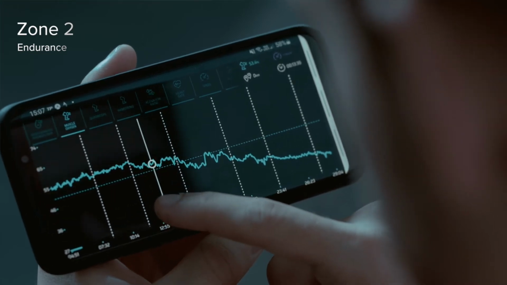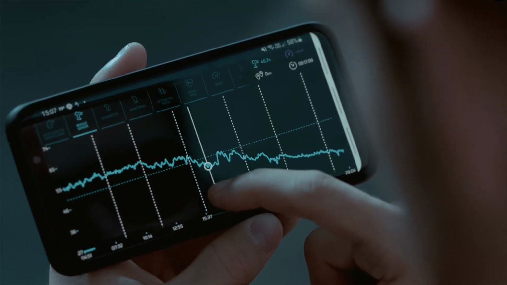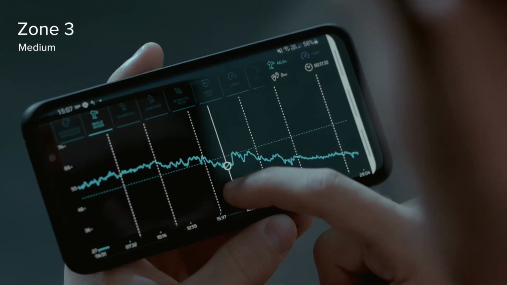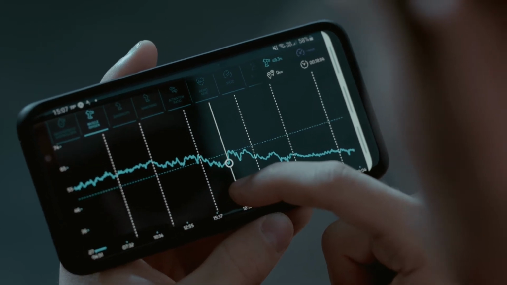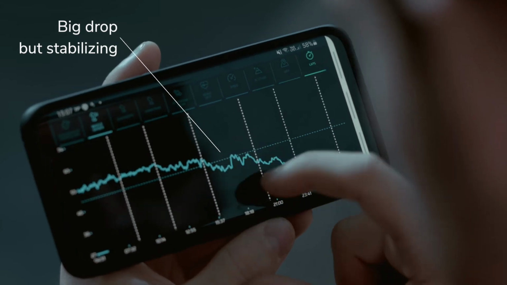In this zone, your muscle oxygen level will drop slightly after beginning each new step, but will also stabilize during the step. Zone 3 is the last step just before your muscle oxygen threshold. It is often marked by a drop that is larger than normal, but still manages to stabilize during the step.